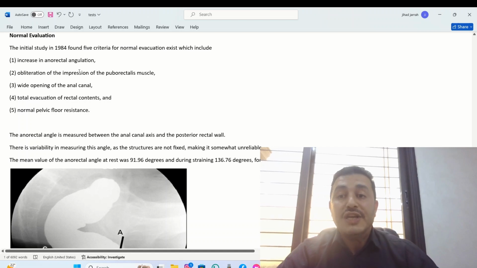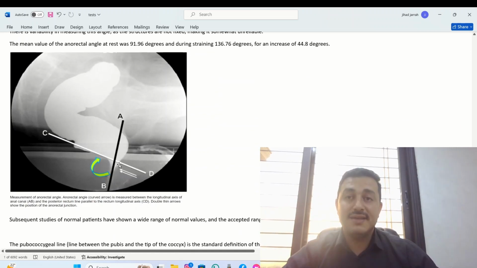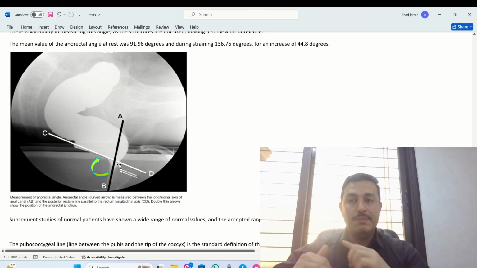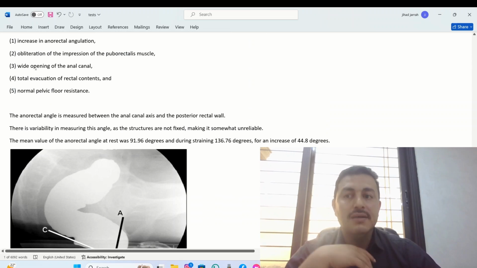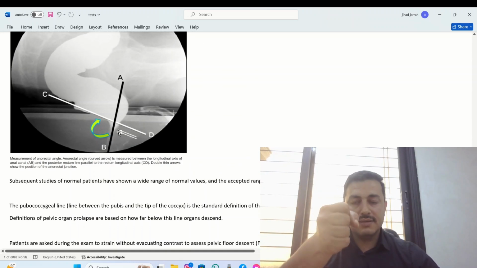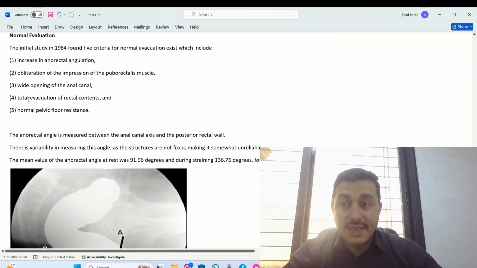Second, obliteration of the impression of the puborectalis. Actually, the puborectalis here will relax and so it will not be seen. What else we have? Wide opening of the anal canal will also be seen here, not closed. This is a normal evacuation. And what else?